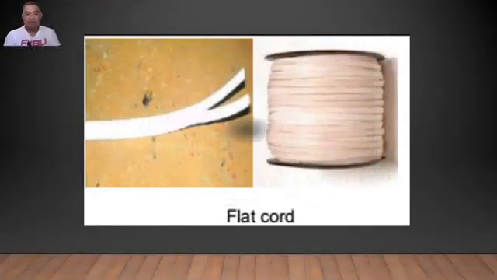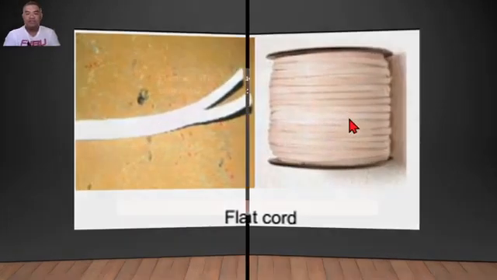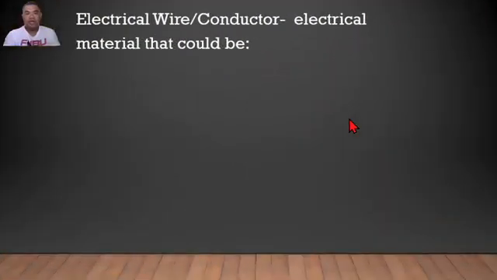so we have here the appearance of a flat cord. So it is duplex, meaning two in one, no? So two wires in one assembly here, no? So this is a piece of flat cord. So this is one roll of a flat cord. Then electrical wire or conductor.